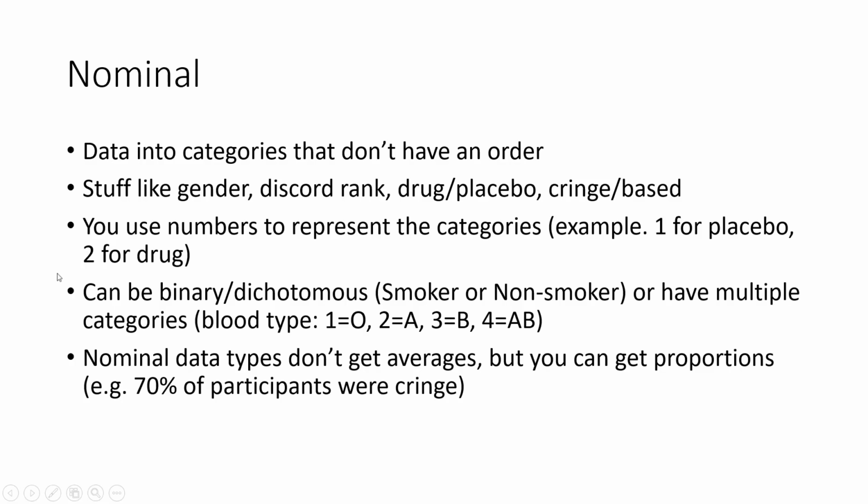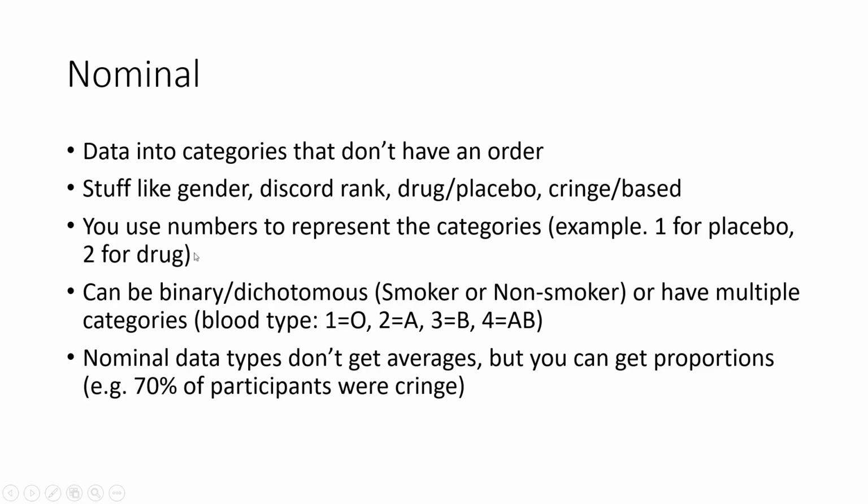Now this can be binary, such as smoker or non-smoker, or it can have multiple categories, such as blood type, which politician the participant voted for in the past election, or so on.